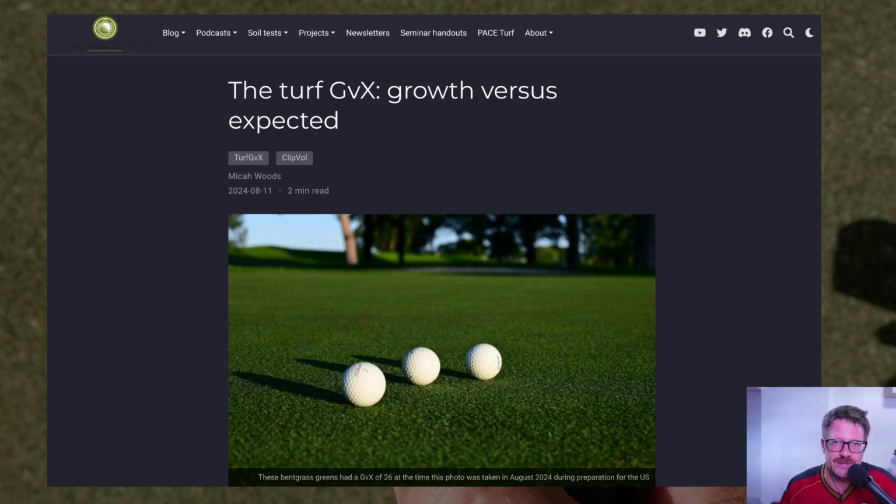So if the temperatures are suitable for growth, then we're going to expect the grass to grow relatively more. And if the temperatures are freezing, for example, we expect no growth. And so we would be comparing how much the grass actually grows to the expected growth, whether that is a small amount or a large amount. And it turns out that is surprisingly useful. It's a useful application of clipping volume.